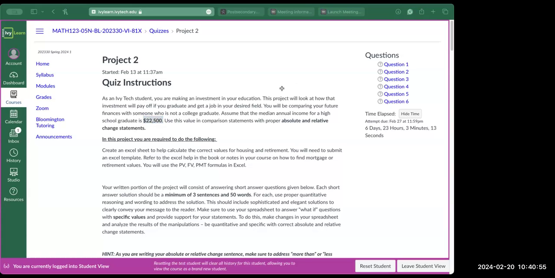So I'm going to change it a little bit. I hope it's not confusing that I'm not using what's listed, but I'm going to write 20,500 instead of 22. This is what you use on your project. This is what I'm using for my demonstration. I'm doing it so I can show you how to do it, but not give you the answers.